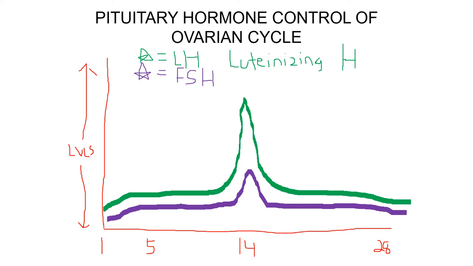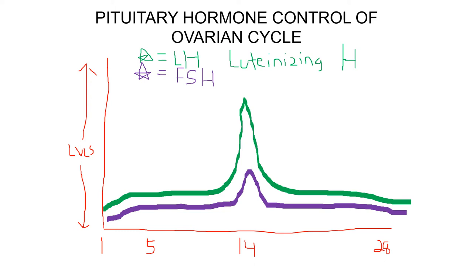Some people pronounce it luteinizing. That's how I was taught, actually. But as I've aged, I've started saying luteinizing because I've heard it a lot. And in purple, we have FSH, which stands for follicle stimulating hormone. So follicle stimulating hormone. And what do you think that does? Stimulates that follicle growth, right? That primordial follicle, primary follicle, secondary, vesicular, etc.